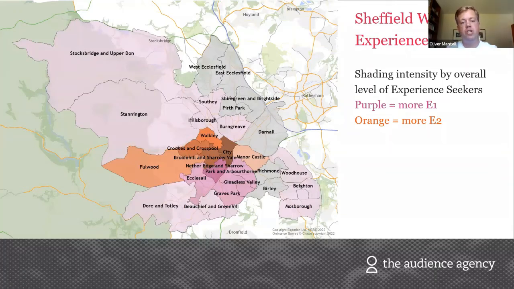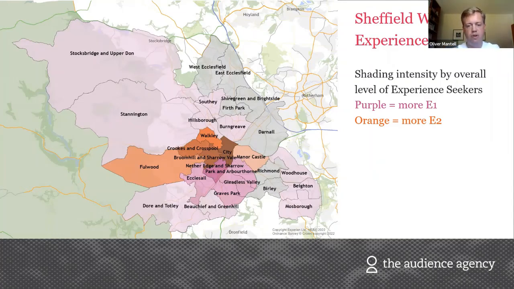But also, if we just look at that central, it's almost like a diamond shape, from sort of Walkley, and then the sort of 3 or 4 below it, with just that one dark purple one at the bottom, that little diamond there in the middle. That's our kind of experience seeker heartland.